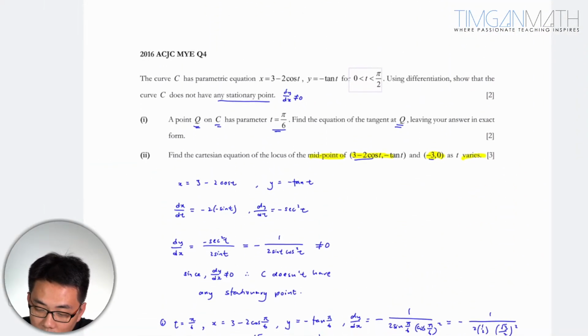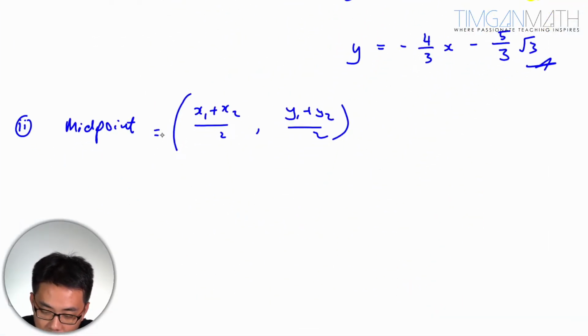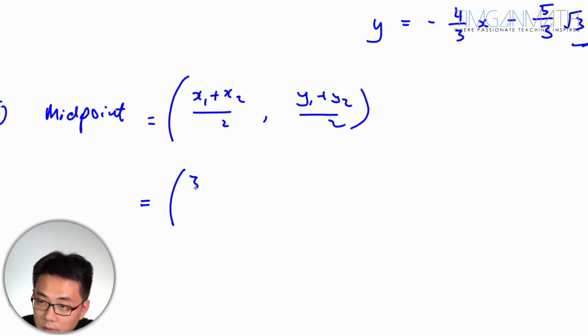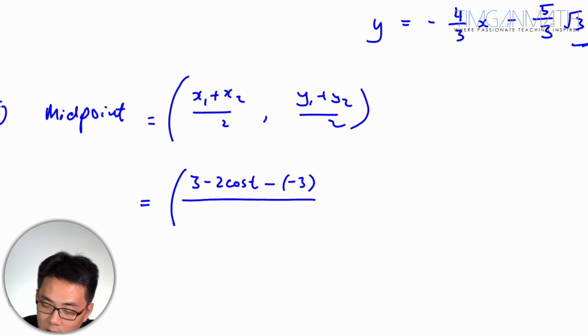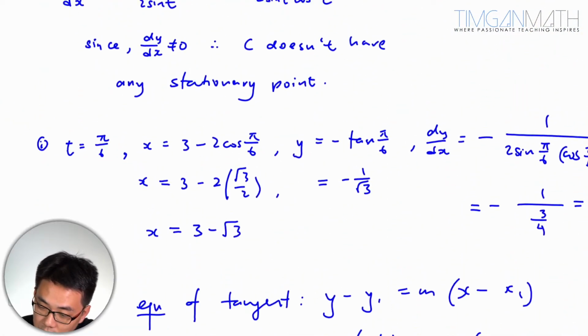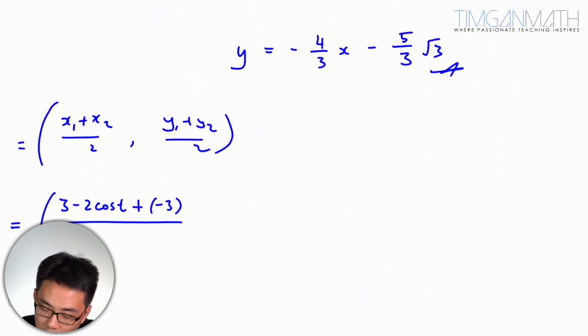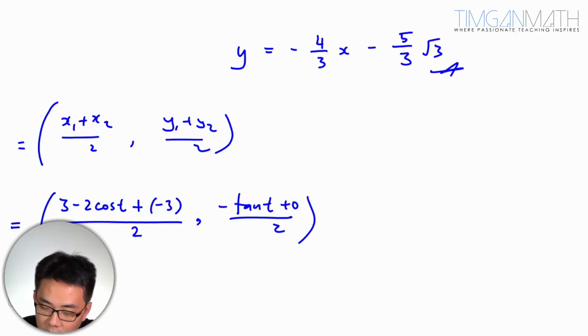So in this case, what we'll get is actually 3. This case here, just do it as per normal. So this is 3 minus 2 cos t plus minus 3. So you just take this and add it with this one, after which you divide by 2, negative tangent t plus 0 divided by 2. Okay, so there you go.